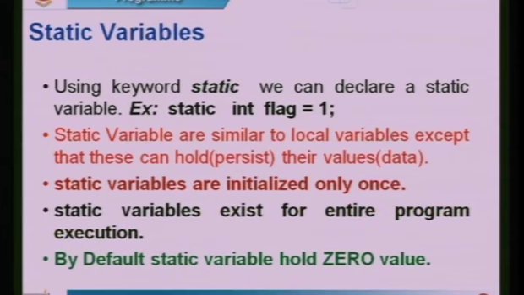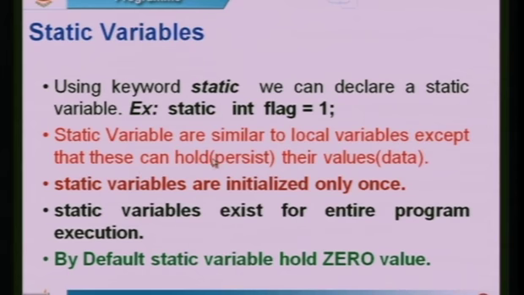Then we will see static variables, which is another concept. Using the keyword static, we can declare a static variable. Example, static int flag is equal to 1. These are similar to local variables. The only difference is that static variables are similar to local variables, except that they hold or persist their value, fine.